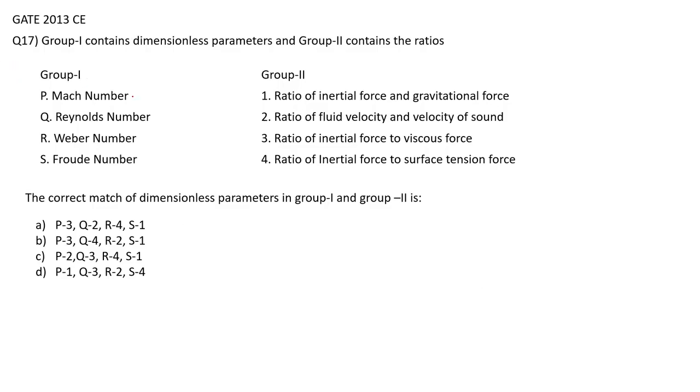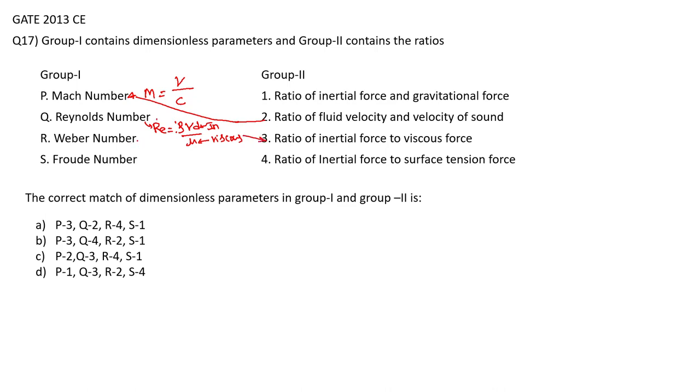Okay, so let's say first Mach number. We have seen the symbol of Mach number. What is its definition? Velocity of the fluid divided by the velocity of the sound. So where is it? Sorry, P will correspond to 2. Reynolds number we represent with Re. What is the definition? Rho v d upon mu, inertia force to the viscous force. So where is the viscous force? It will be 3 only.